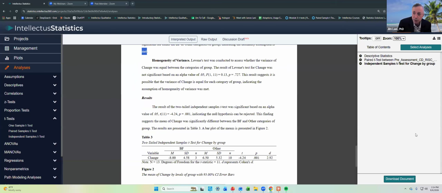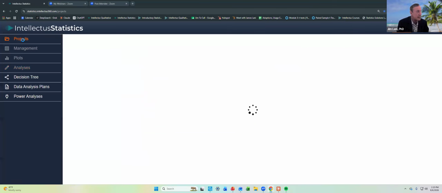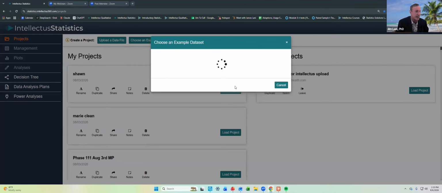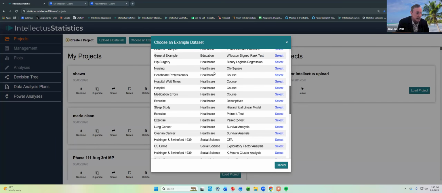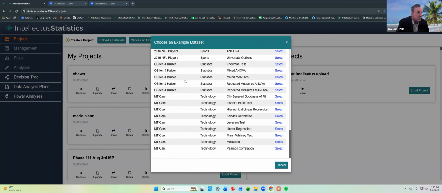Okay, so let's go ahead and get to uploading data for those that are following along here. You can go to projects and you can choose an example data set. And I think there's one on master class here. Let me see if it's under discipline. Let me see here. No, so it's probably under here.